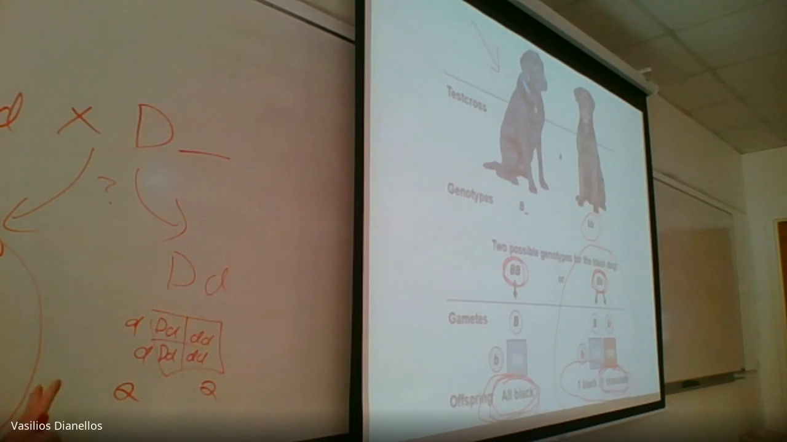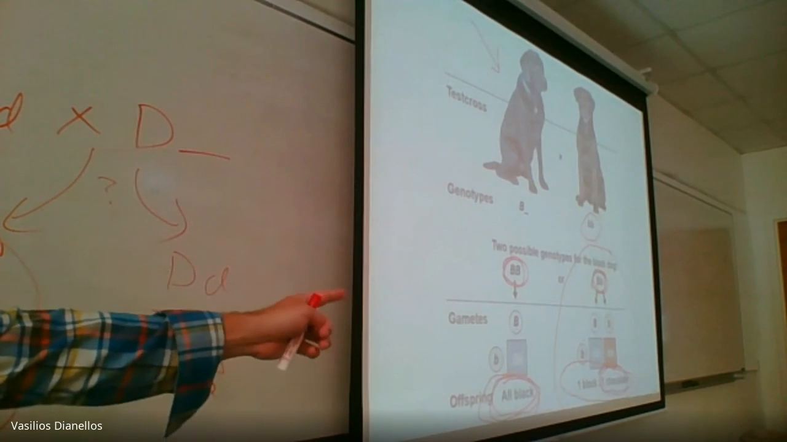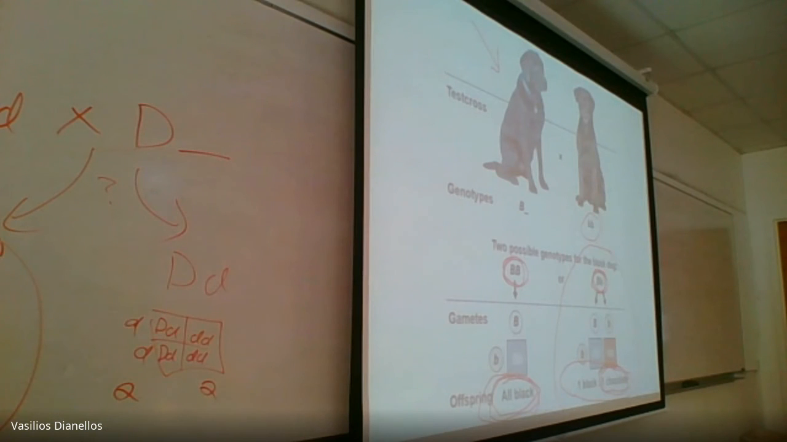Like I said, this is all about probability. These dogs right here, if they were to have two puppies, there is no guarantee that one would be black and one would be chocolate. It could be two black. It could be two chocolate.